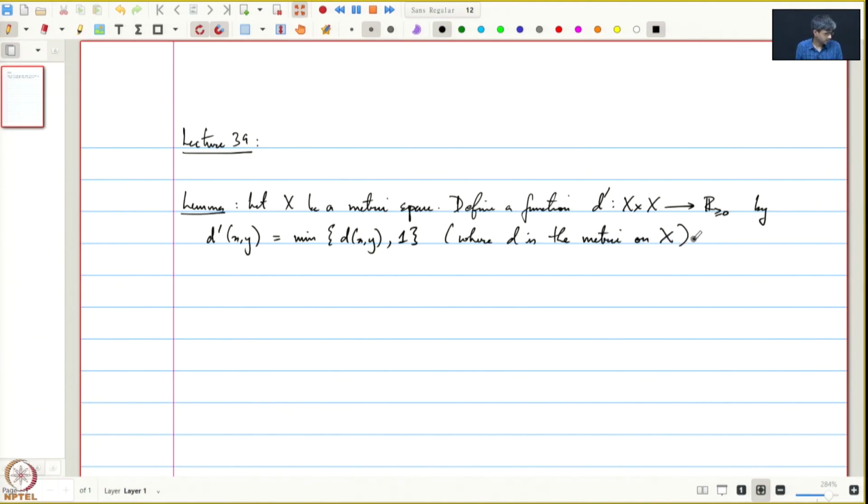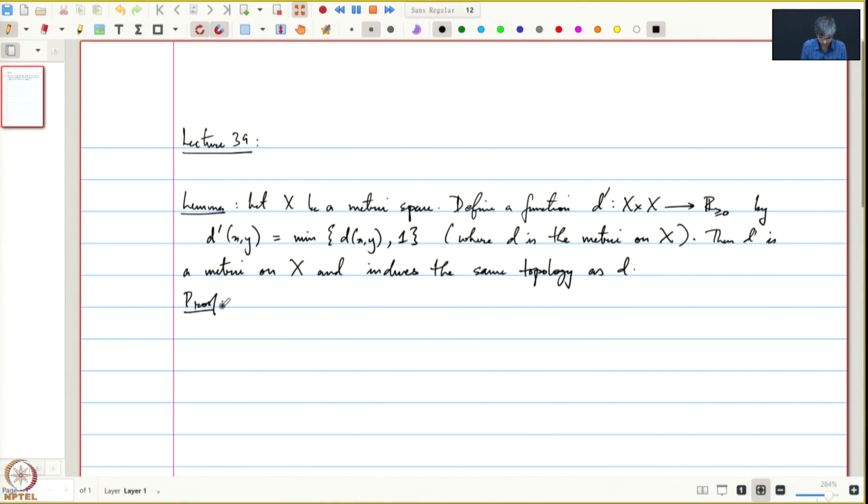Then d prime is a metric on X and induces the same topology as d. Okay, so let's prove this. The check that d prime is a metric is left as an exercise. So let's assume that d prime is a metric.